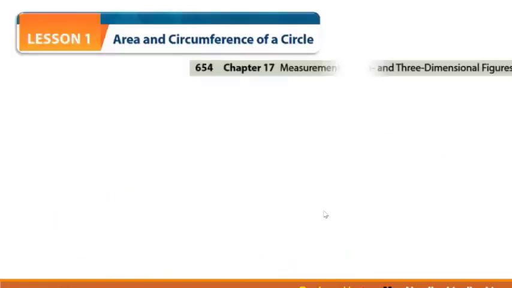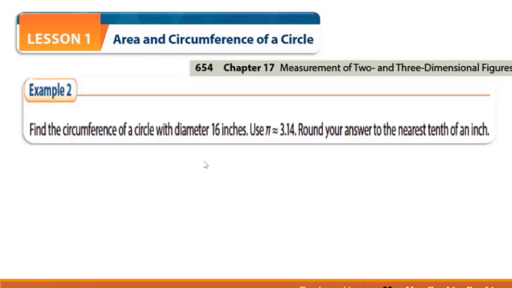We start first with how to find the circumference. Page 654. Example number 2. Find the circumference of a circle with diameter 16 inches. Use pi as 3.14. Round your answer to the nearest tenth of an inch.